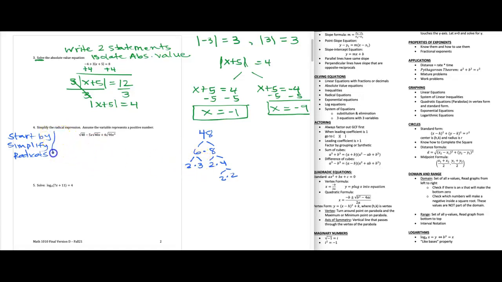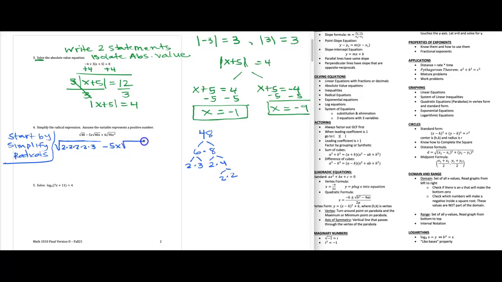Let's see if I can fit it all here. So I'm going to try and write this out. So I've got 2 times 2 times 2 times 2. Right, you see I have 4 2's there. And then times 3.